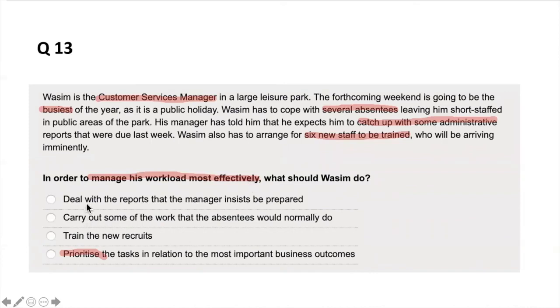If he does any of the first 3, he will be dealing with one of them, but which one is the most important? So he will have to, first of all, manage his workload by prioritizing, which is something that you need to know in this exam.